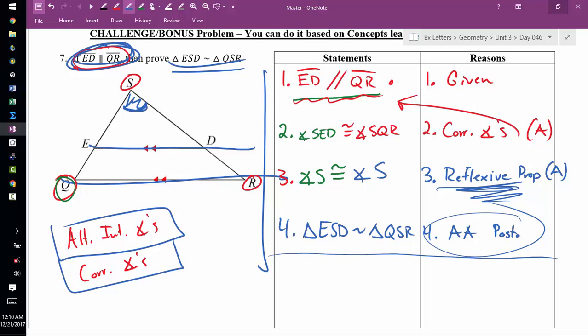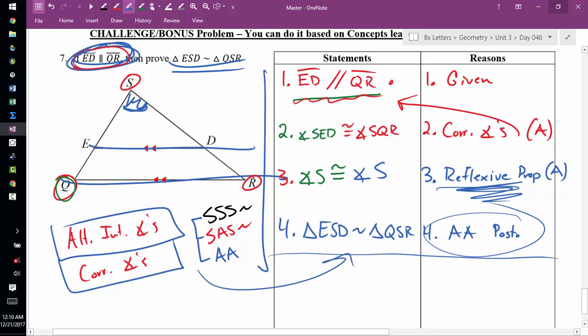Thinking about your limited toolbox of side, side, side similarity, side, angle, side similarity, and now we have access to angle, angle similarity, and thinking about how you can leverage the diagram, the given information, to use one of these tools to accomplish the proof.